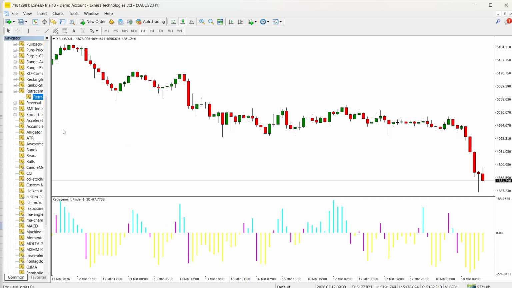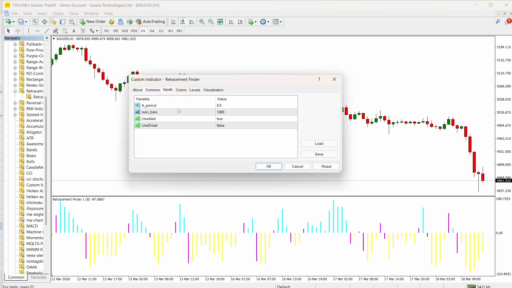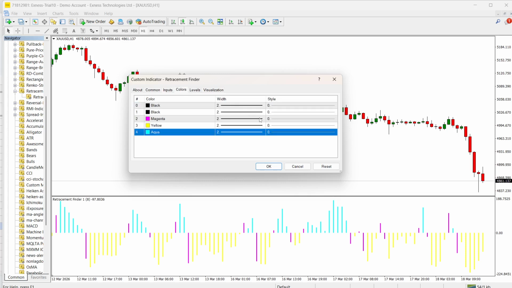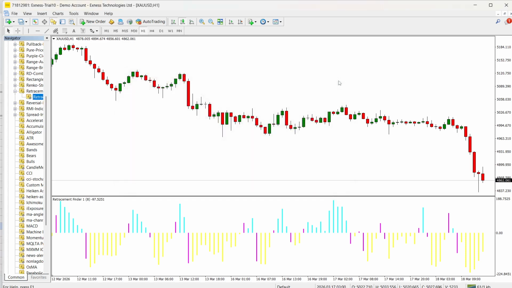As for the indicator settings, let's take a look. Okay, the key inputs include the period, the number of bars. You can set alerts, and they can also send you alerts through email. You can customize your preferred colors so that it fits in with your MT4 chart theme, and you can trade at your preferred time frames as well.